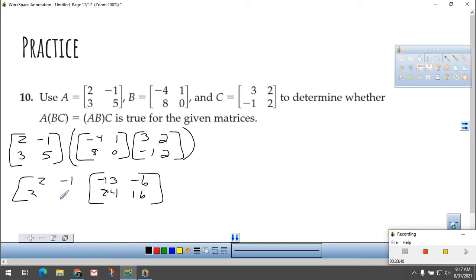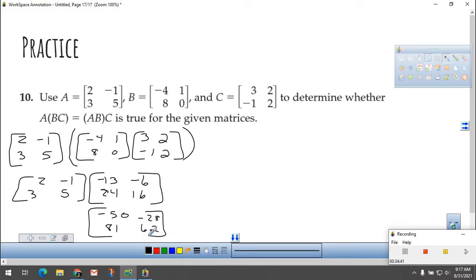And so now let's multiply it by this other matrix. And of course the numbers are getting bigger, so let me put it below here and get my calculator out. So 2 times negative 13 is negative 26, minus 24 is negative 50, 2 times negative 6 is negative 12, negative 1 times 16 is negative 16, so that'll be negative 28, 3 times negative 13 is negative 39, and then 5 times 24, then that'll give me 81, and 3 times negative 6 is negative 18, 5 times 16, so that gives me 62.